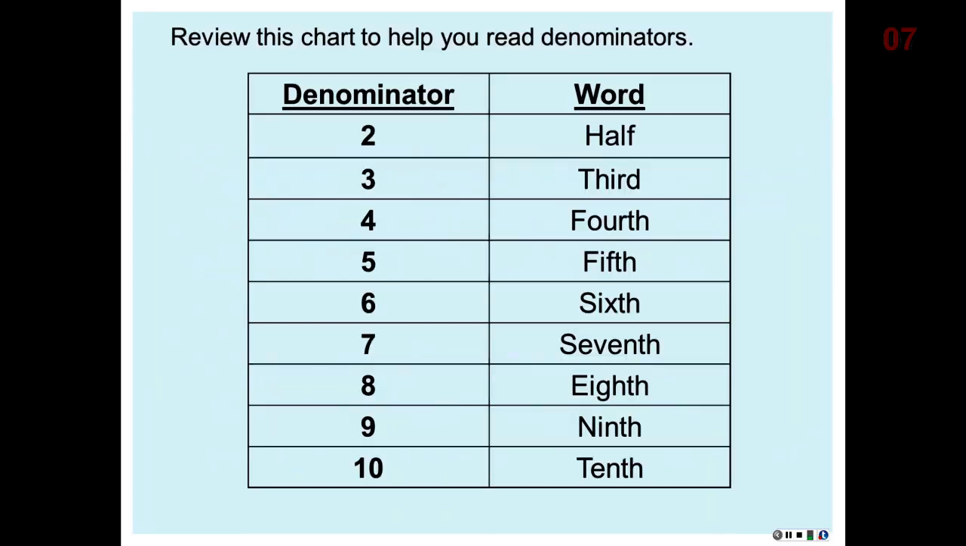Now, here's a chart to help you. When your denominator is 2, you would say half. When the denominator is 3, you would say thirds. 4 is fourths. We already reviewed that. 5 is fifths. 6 is sixths. 7 is sevenths. 8 is eighths. 9 is ninths. And 10 is tenths. Notice how ninths is spelled?